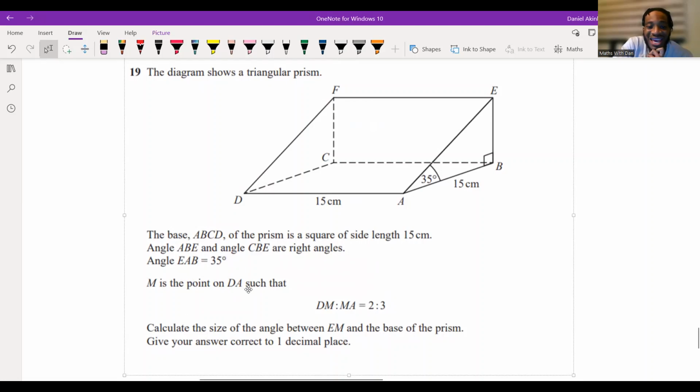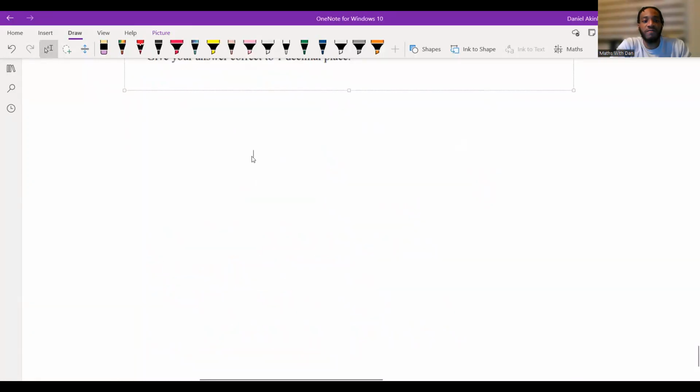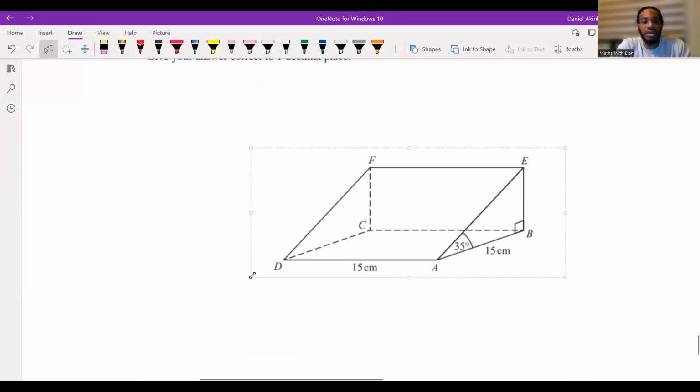M is the point on DA such that the ratio of DM to MA is 2 to 3. So M is somewhere along DA. You know what I'm going to do? I'm going to grab this shape again and put it underneath, just so it's easier to work with, to make it big.